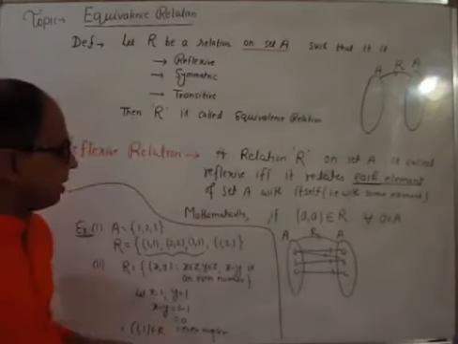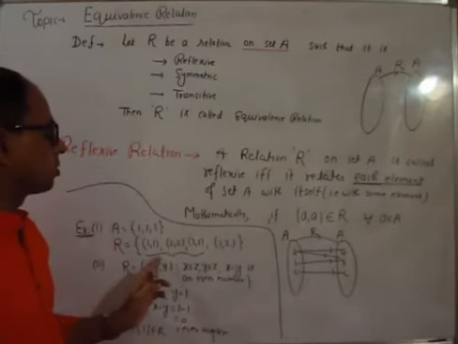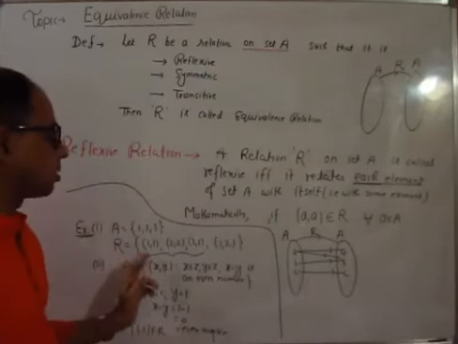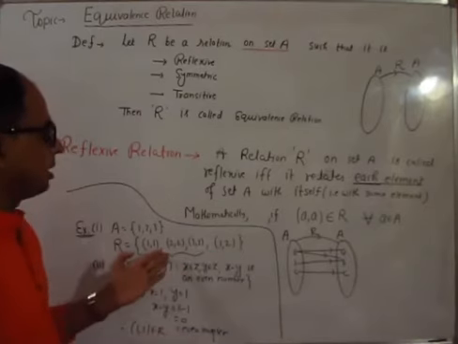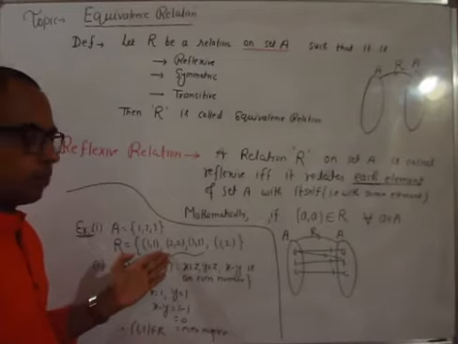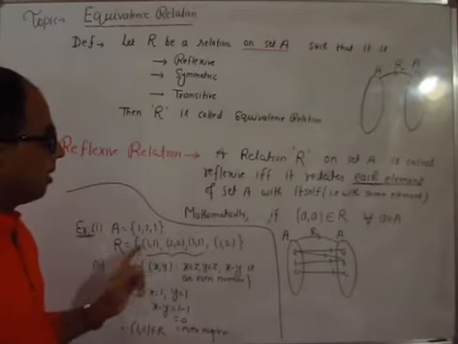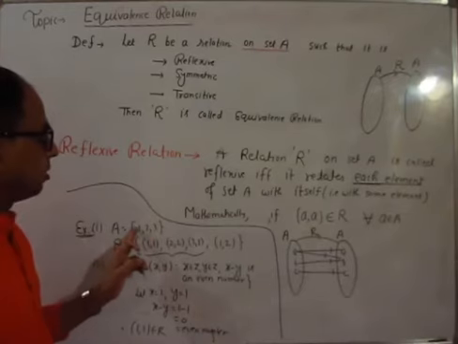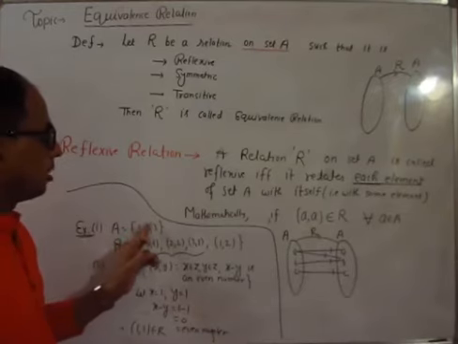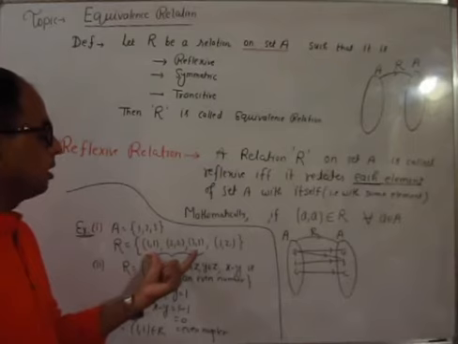One method is very easy. If the relation is given in roster form, then easily by observation we can say whether it is reflexive or not. For example, this relation here, the set is {1, 2, 3}. It means 1 must be related to 1, 2 must be related to 2, and 3 must be related to 3. So here, directly by observation, we can say that this is a reflexive relation.